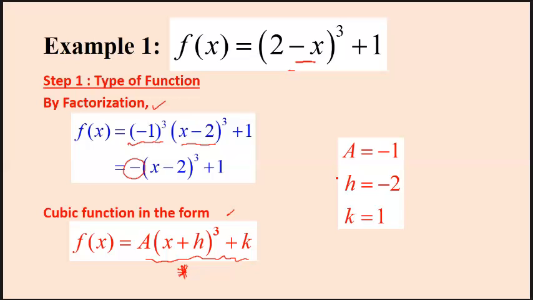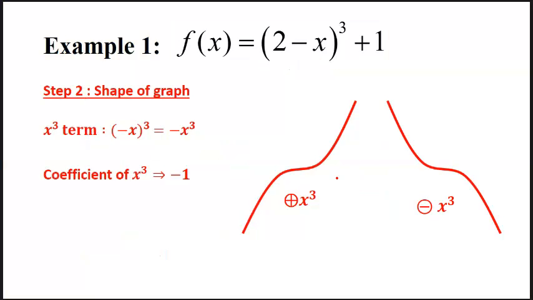Then the next step we're going to do is determine the shape of the graph. Here we find out that the coefficient of x cubed is negative. For the case where the coefficient of x cubed is negative, the shape that I'm going to have is this one.